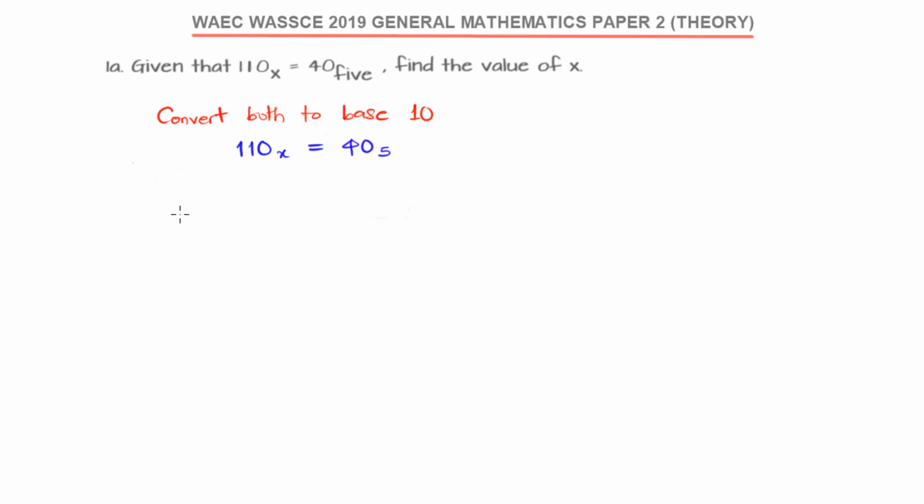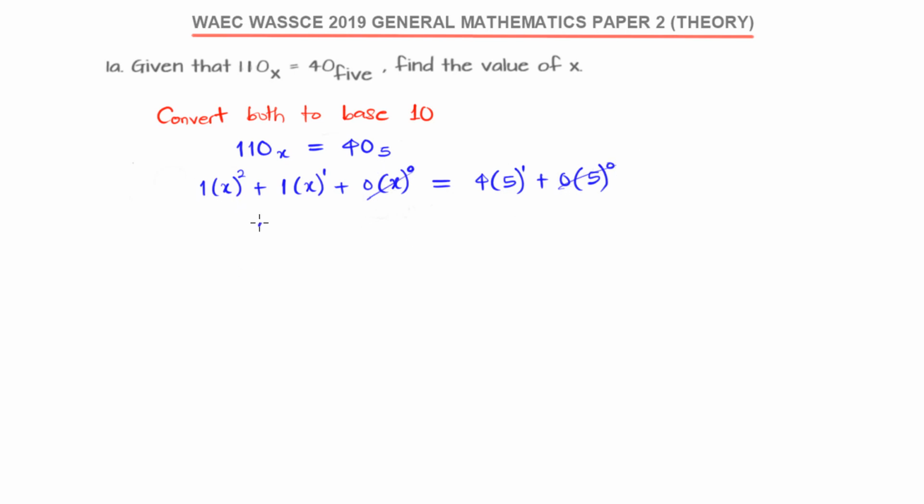Here, like we have 110 to base x, we are going to multiply each of those entries with the base, which is x, and then starting from the right hand side, we start numbering from 0, 1, 2. We number the base, that is x, from 0, 1, 2. And we do the same thing to the right hand side. We number the base, which is 5, from 0 to 1, starting from the right hand side.